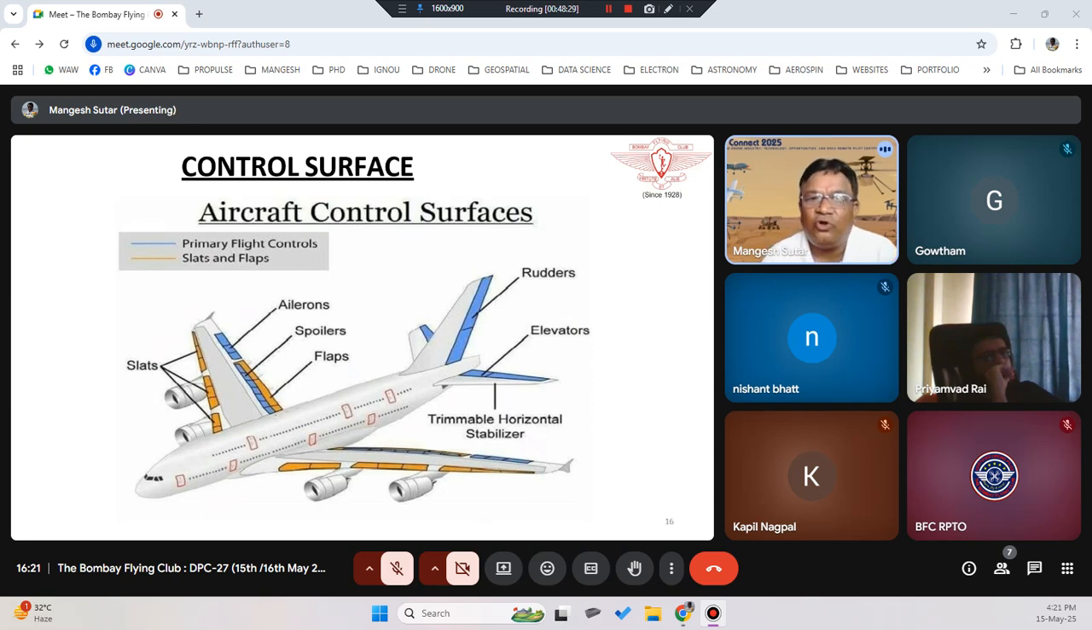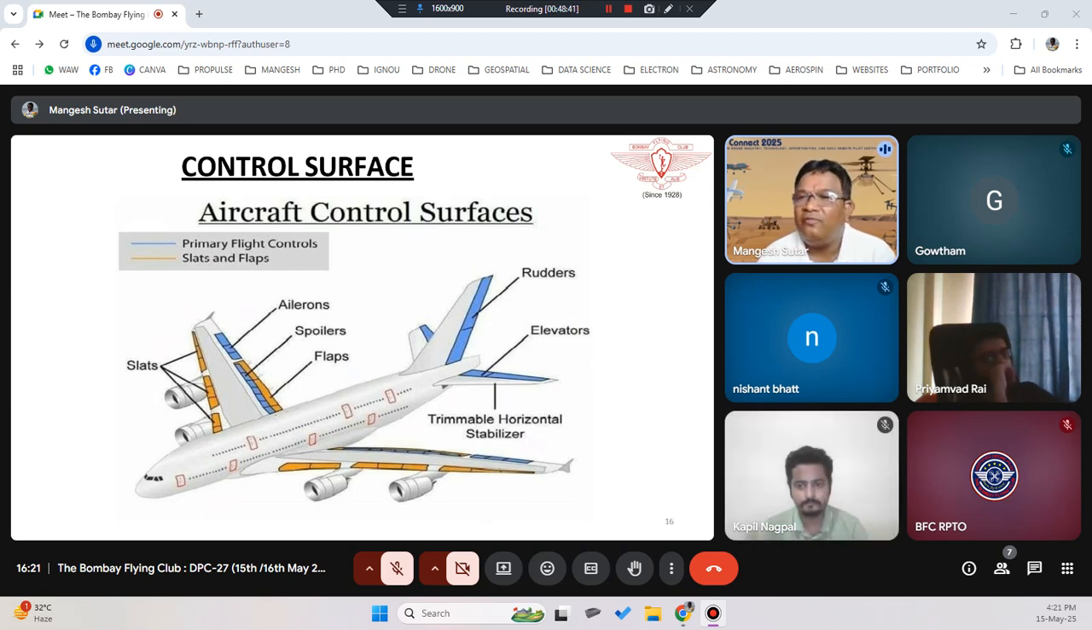So any questions on the control surfaces? Just remember, on the wing you have ailerons, on the horizontal stabilizer you have elevators, on your vertical stabilizer you have the rudder. Your aileron will control your roll motion, your elevator will control your pitch motion, your rudder will control yaw motion. Yaw motion means direction motion.